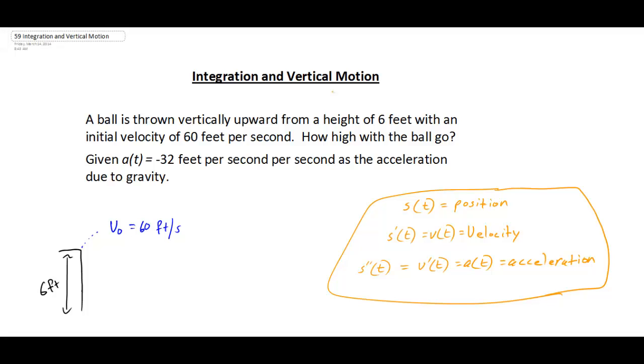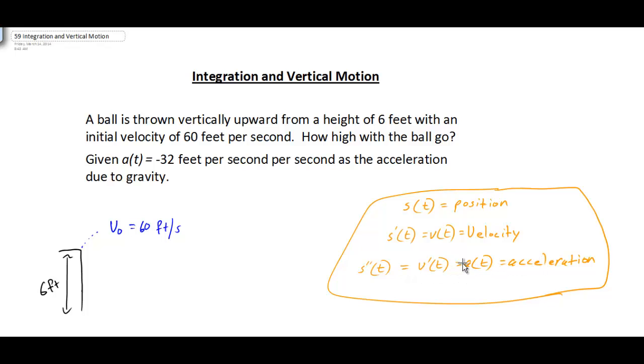Now we're going to look at a problem that deals with integration and vertical motion. If you recall, in previous videos we looked at an example where we had a position function s of t, and we said that we could take the derivative of the position function and find the velocity, and we could take the derivative of the velocity function, or the second derivative of the position function, and we would have the function for acceleration.